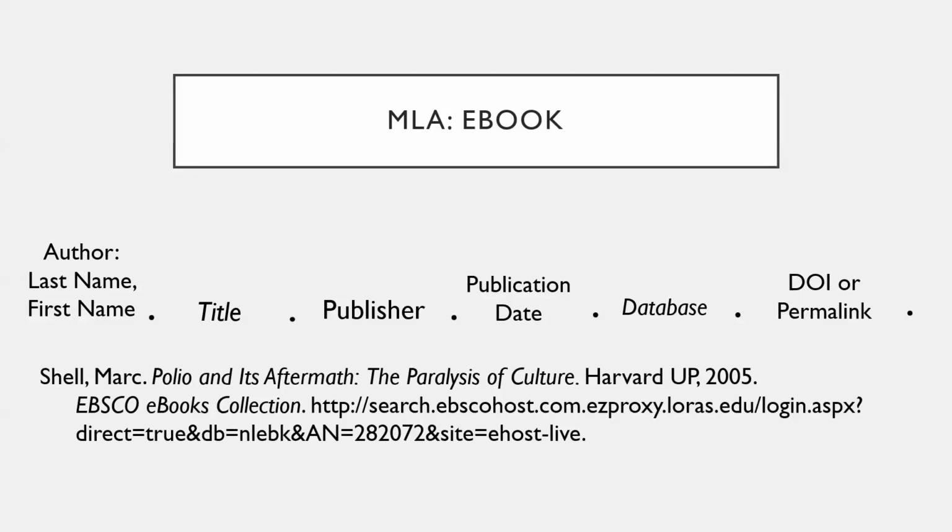So I have Schell, Mark, period, Polio and Its Aftermath: The Paralysis of a Culture. This is where it follows the capitalization pattern of the author. In titles, largely everything is capitalized except words like "and" or "of." You have a period, then the Harvard UP again, where we are abbreviating University Press, comma, 2005, very similar to a book. But then you add the database, which is EBSCO eBooks collection, followed by the permalink.